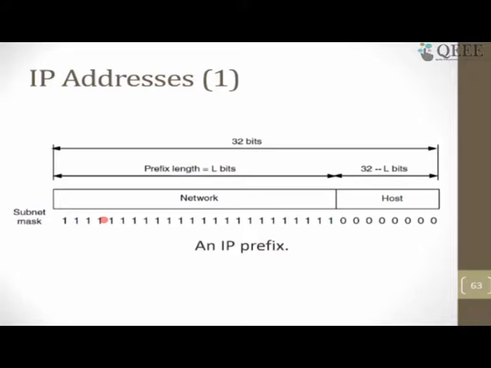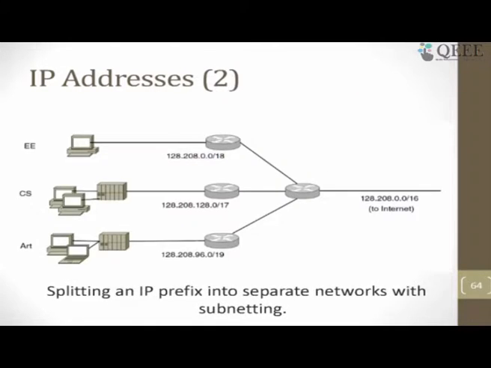Okay. So a list of prefixes will be given. Just to see this in more detail, say you have the EE department, and what I have written is 128.208.0.0/18. So /18 means what? That out of 32 bits, 18 bits are the prefix. Okay, so that means what?